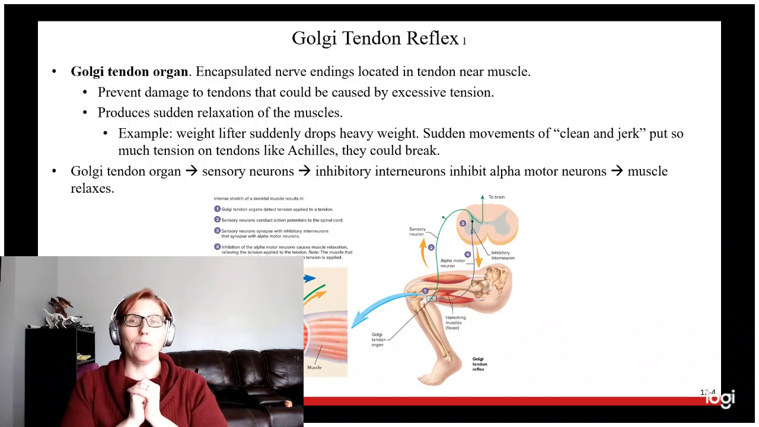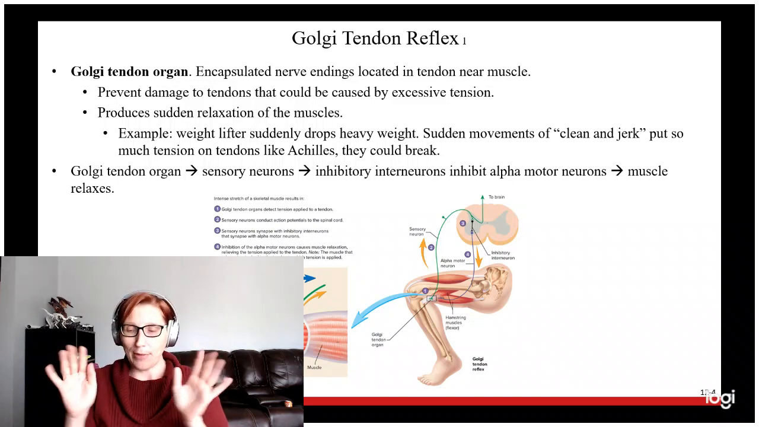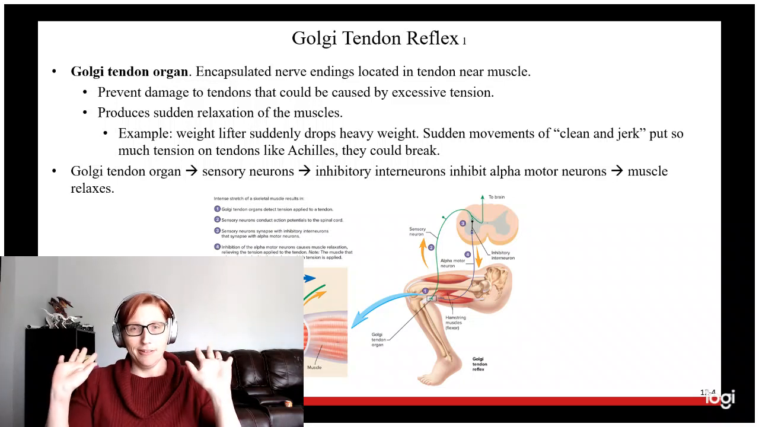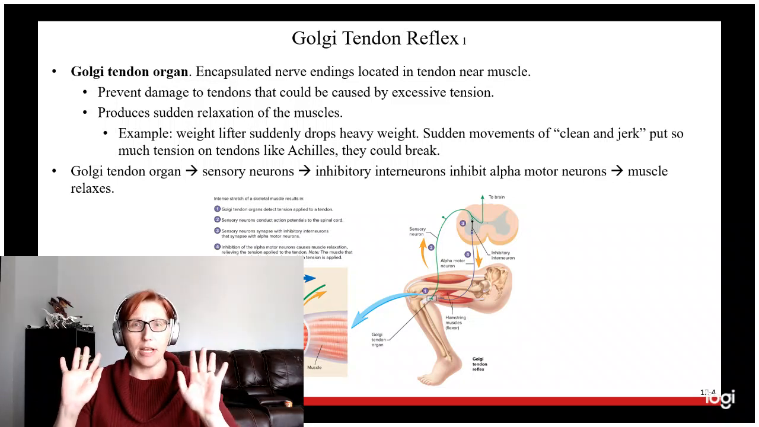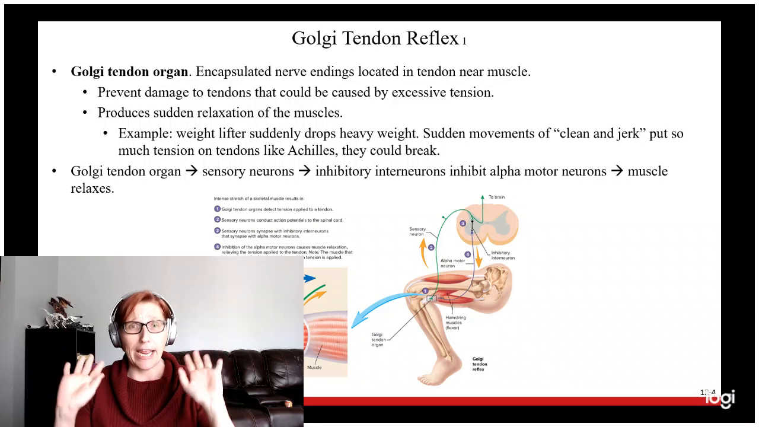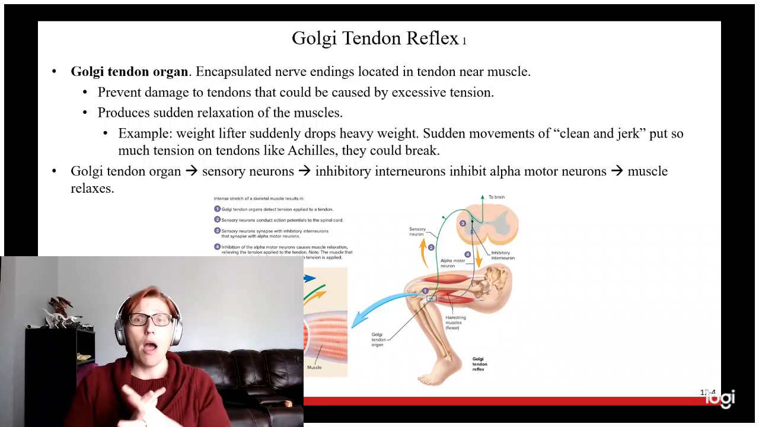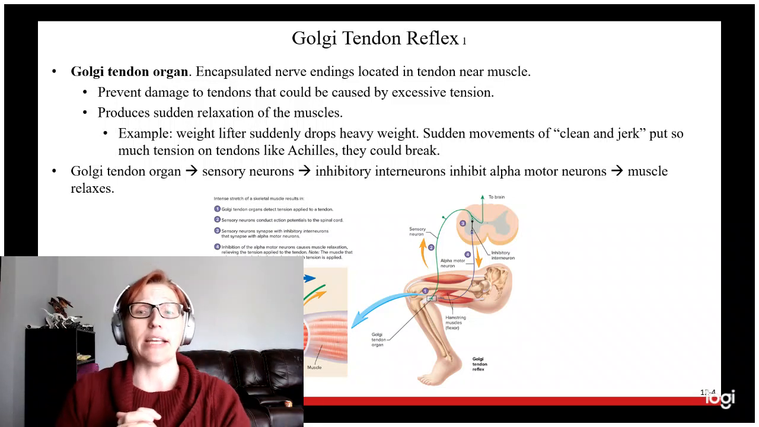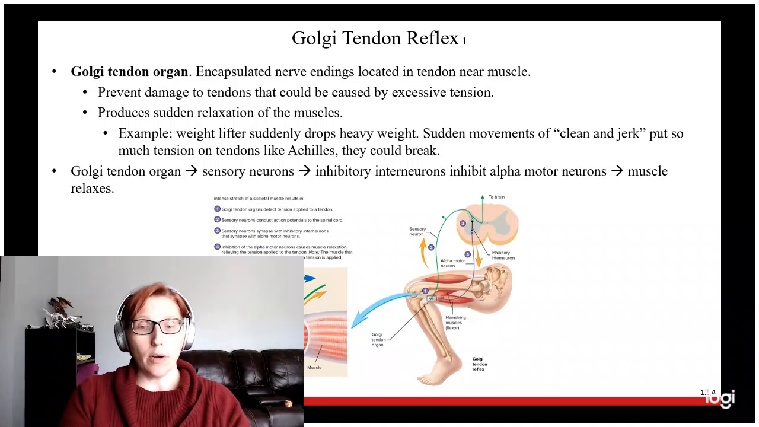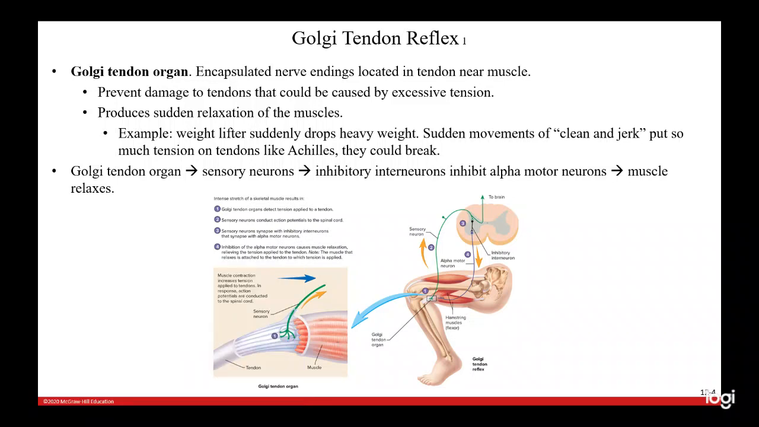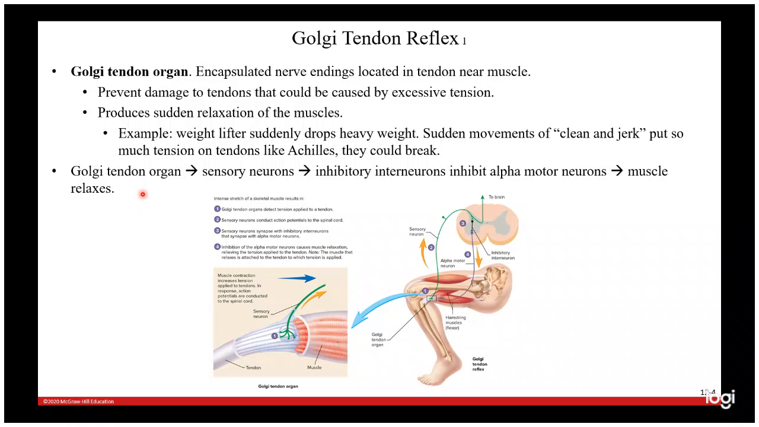It took me a minute to wrap my head around this, that something going on down there can affect something up here, like the brain is registering, hey, it's weight causing that, let it go. But that's what the Golgi tendon reflex is. So make sure that you know that the Golgi tendon organ detects the tension that is applied to a tendon.